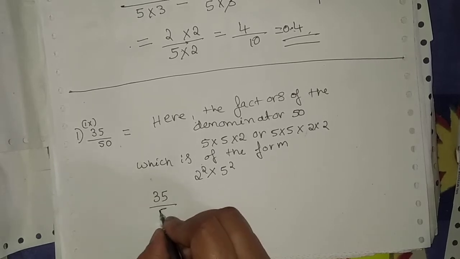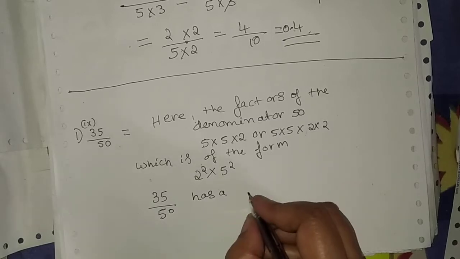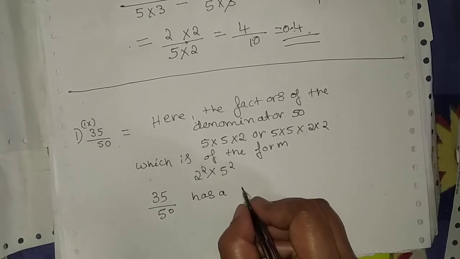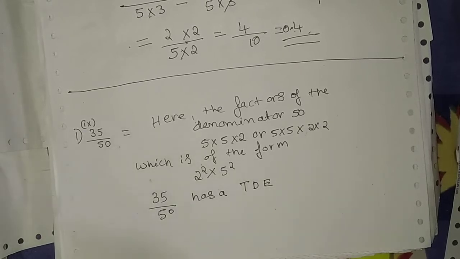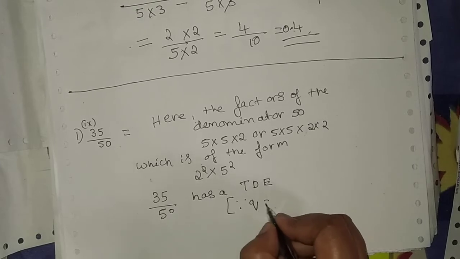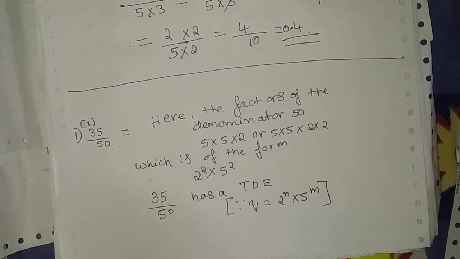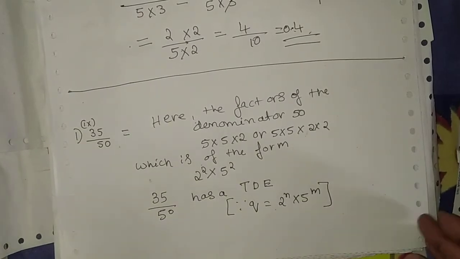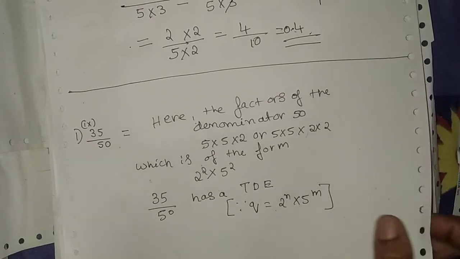So 35 by 50 is a TDE, that is terminating decimal expansion, because this is in the form q equal to 2 power n into 5 power m. So this is the solution for the 9th problem. We move on to the second one.